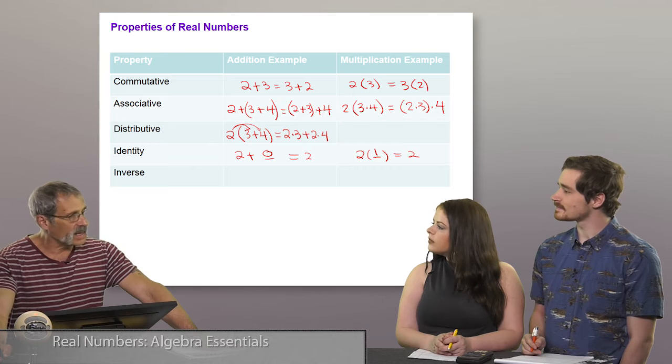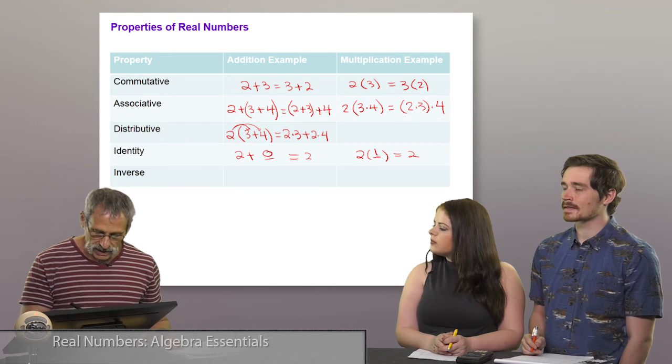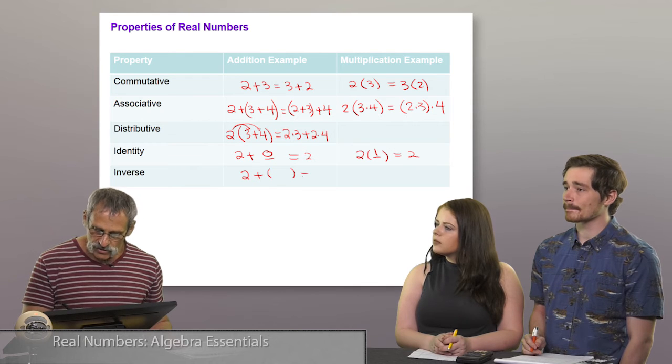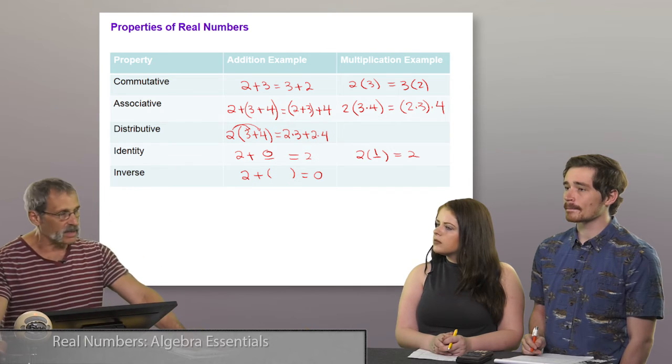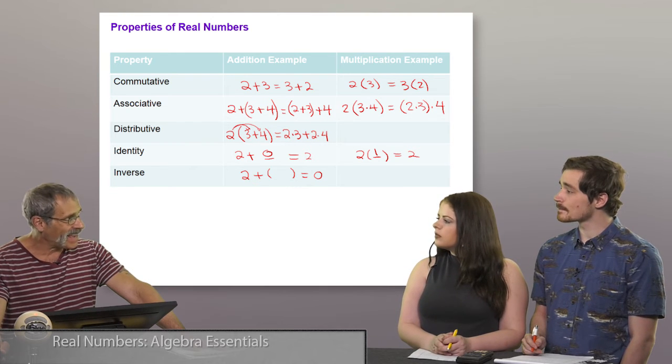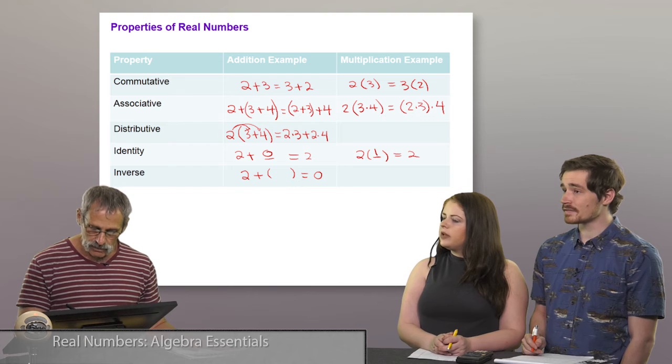Inverse means you take an element, like a real number, and you would add the inverse to get back to the identity element. Well, for addition, the identity element is 0. What number would I add to 2 to get me back there? Would it be -2? -2?